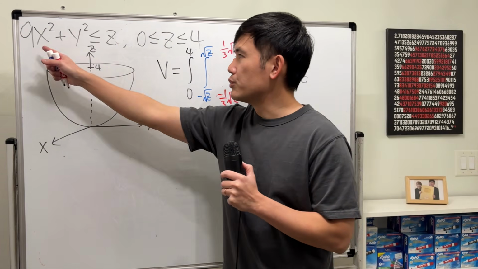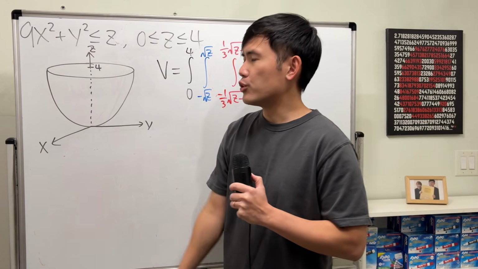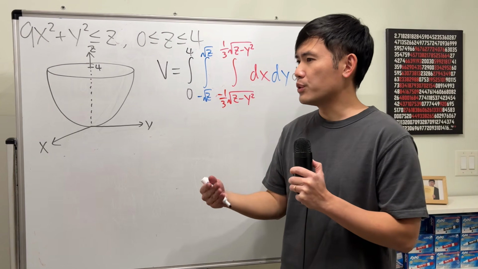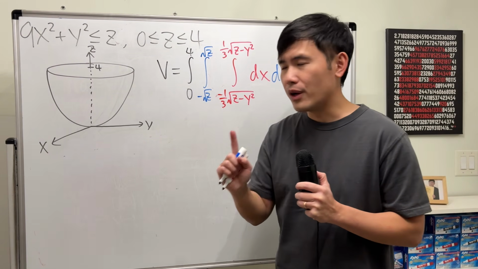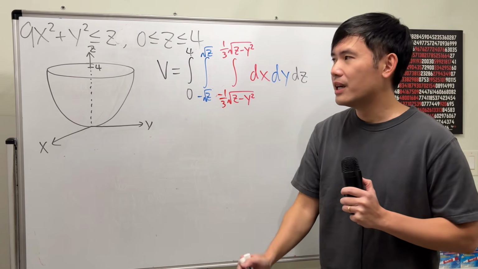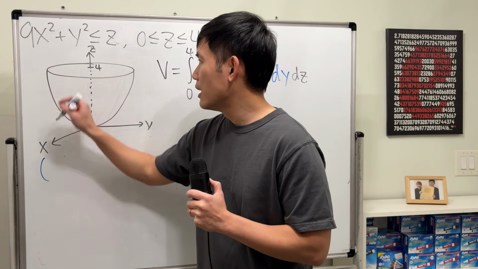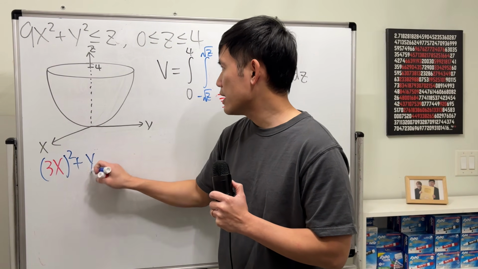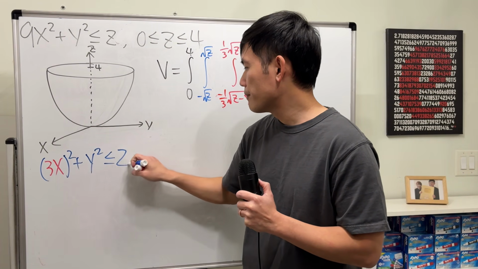Instead, if you look at this right here real quick, this should remind you of polar coordinates. Like x squared plus y squared is equal to r squared, right? However, the 9 is a little bit annoying. But it's okay, because we can just do the following. Look at this as 3x, and then squared, and then the rest stays the same.